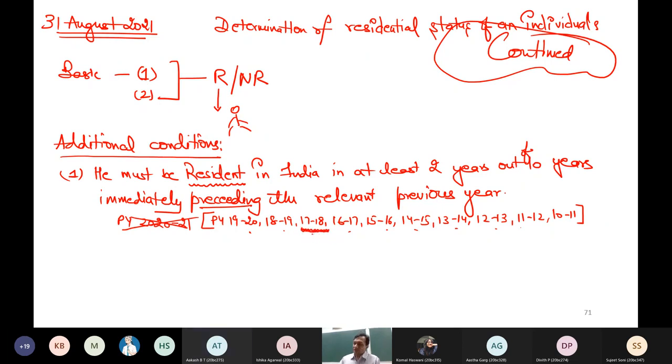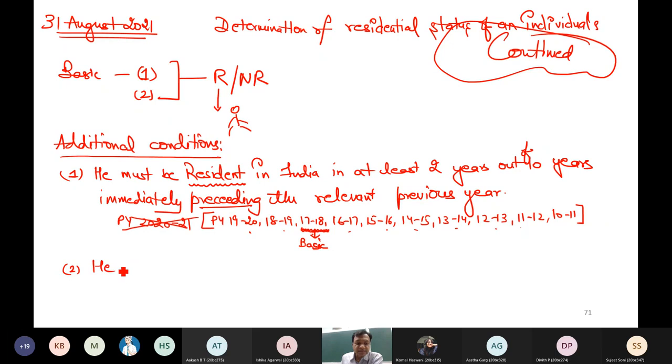How will I check? He must fulfill at least one of the basic conditions of 17-18, am I right? So that means, how will I check resident? For whatever year you are checking the residential status, to check whether the person is resident or not, check again the basic condition for that year. So if in this year I want to check whether the person is resident or not, I will check any of the 2 basic conditions in 17-18. If satisfied, the person becomes resident, otherwise not. I hope the point is clear.